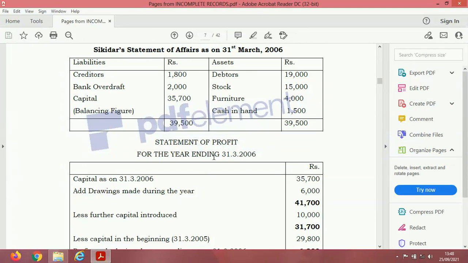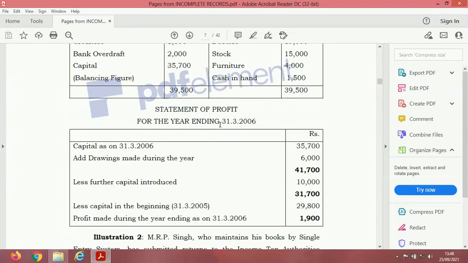Remember, the reason why we are preparing the statement of affairs is to enable us calculate the profit. And we cannot have the profit from single entries if we do not first prepare this statement of affairs. So in this case, we have our statement of profit or income statement. It is a short one because the information we have is very short. So how do we prepare it?